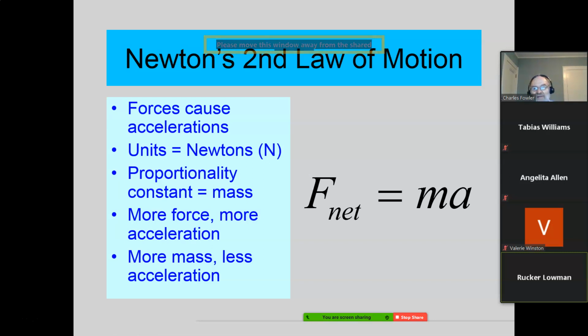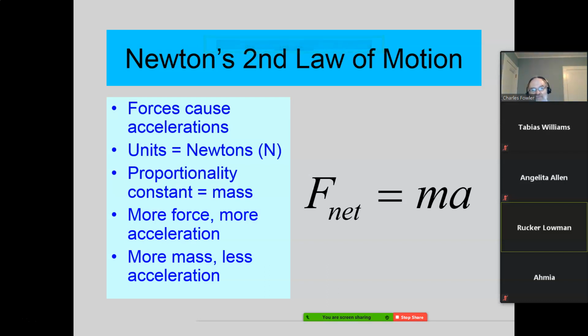All right, there it is. There's your net force is equal to your proportionality constant mass times the acceleration. That is one of the most famous equations and formulas in all of science. Force equals mass times acceleration. That's the Newton's second law equation. That says it all right there. Force is mass times acceleration. If a body is accelerating, meaning it's changed its velocity, there has to be a force.